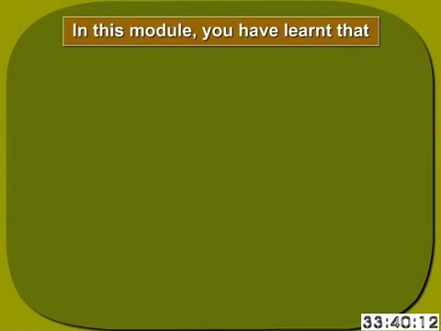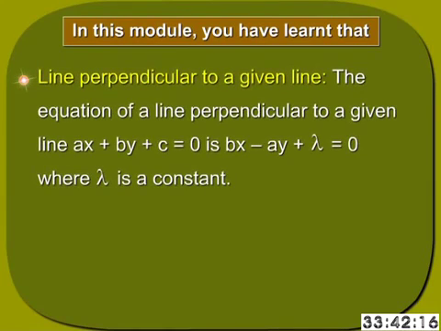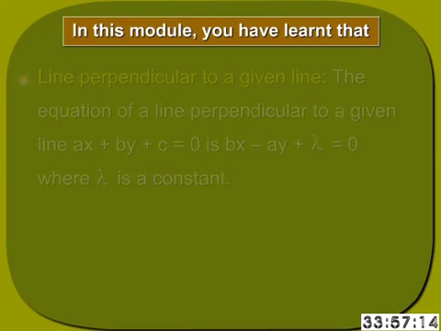In this episode you have learned line perpendicular to a given line. The equation of a line perpendicular to a given line ax plus by plus c equal to 0 is bx minus ay plus lambda equal to 0, where lambda is a constant.